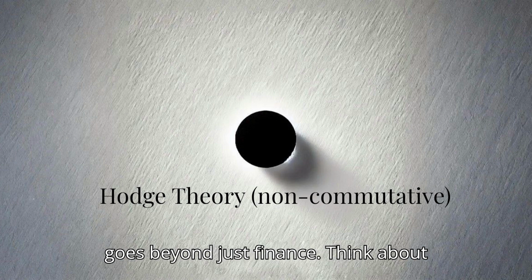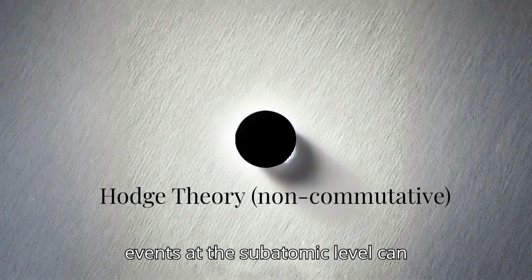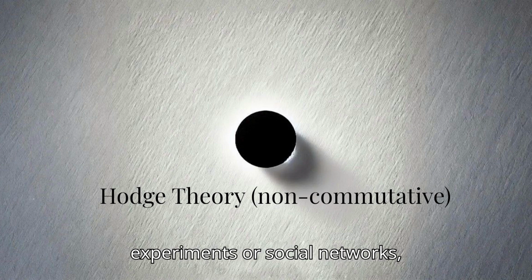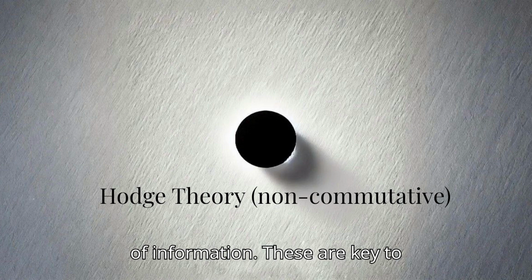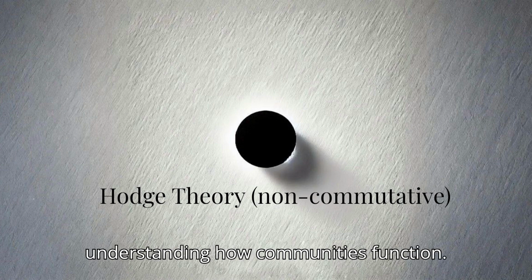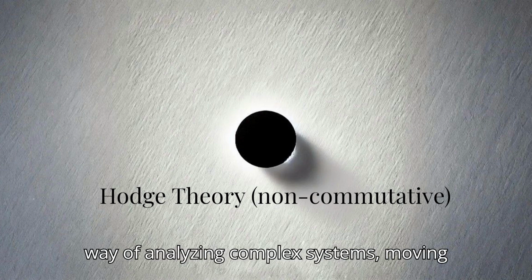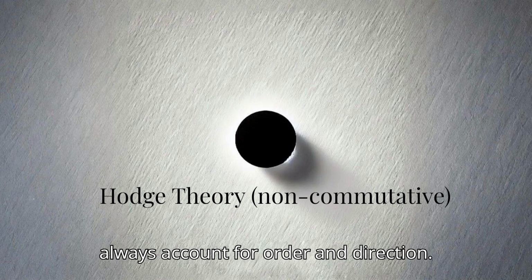And it goes beyond just finance. Think about quantum physics, where the order of events at the subatomic level can completely change the outcome of experiments. Or social networks, the direction of relationships, the flow of information. These are key to understanding how communities function. Wow, so we're talking about a whole new way of analyzing complex systems, moving beyond traditional methods that don't always account for order and direction.